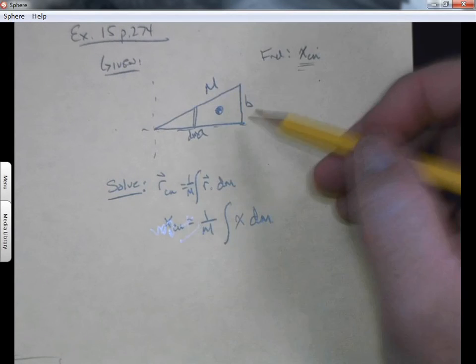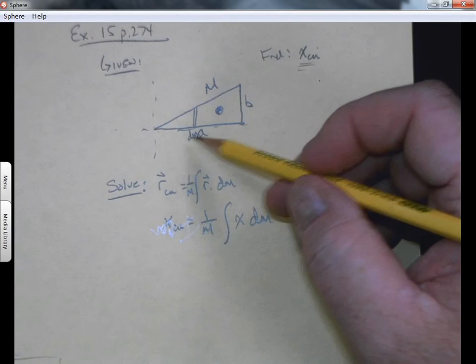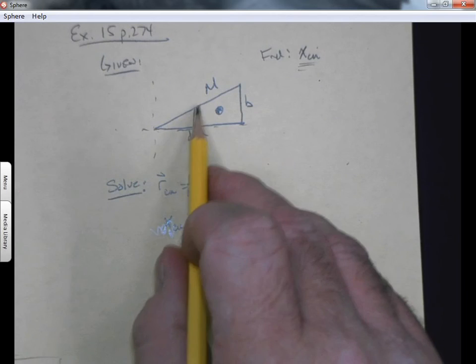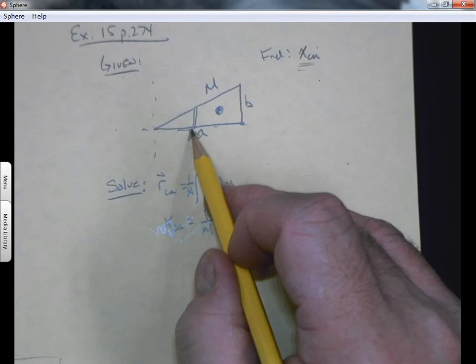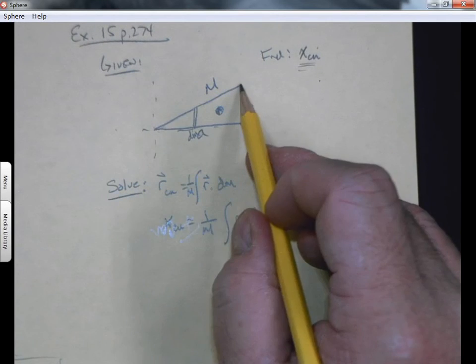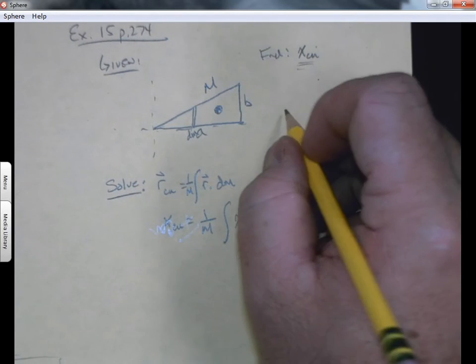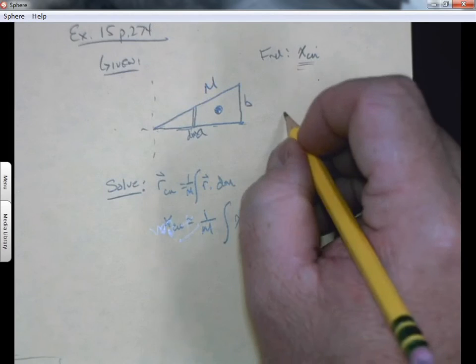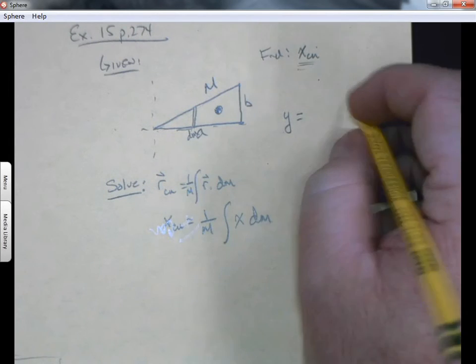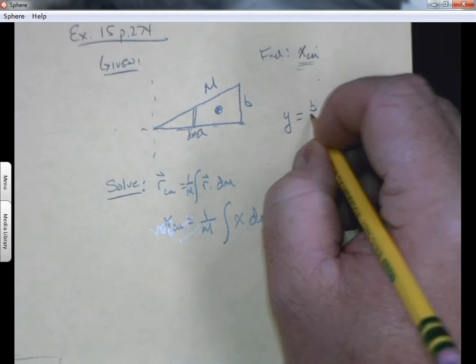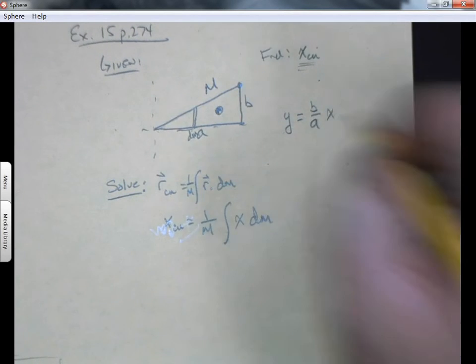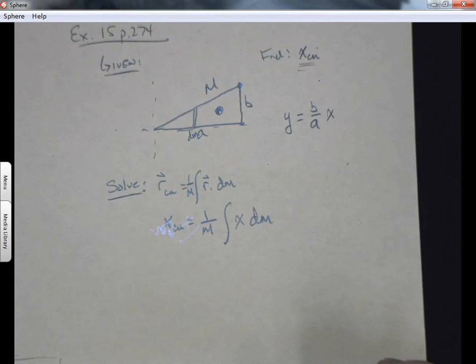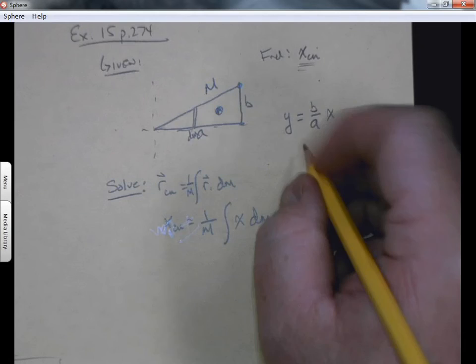Well, this has an irregular shape, but we have a way of determining how this line is going to move, because our dm is going to change as this line moves. And what we really have here is this line is y equals b over a x, because that is just the slope, right? And there is how we're going to relate the two.